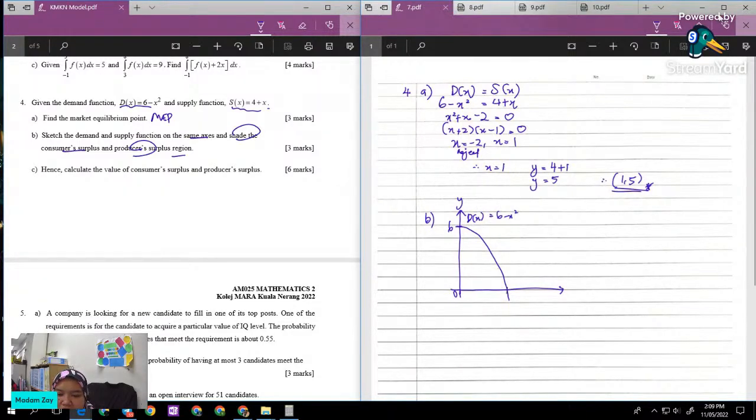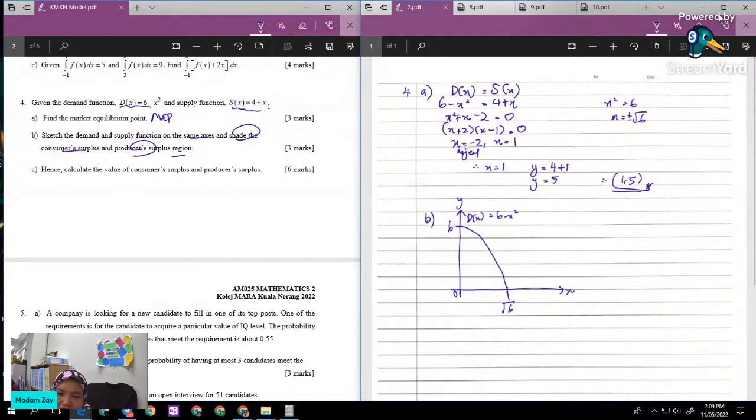And then the x-intercept here, macam mana nak tahu? When y equal to 0. So 6 minus x squared equal to 0. So x squared equal to 6. So x is equal to square root of 6 lah, plus minus. Tapi of course lah kita ambil positive, square root of 6.